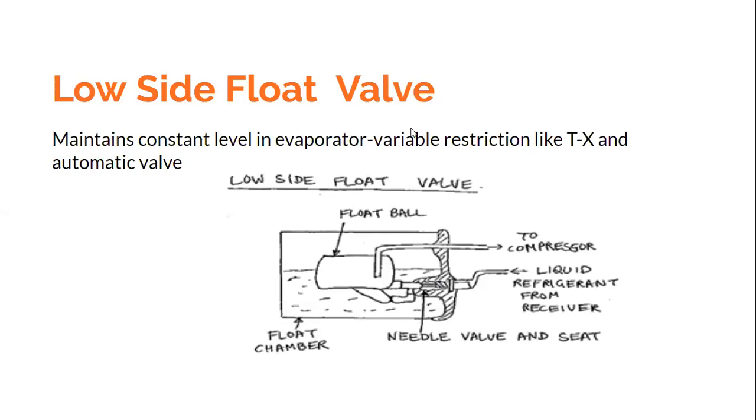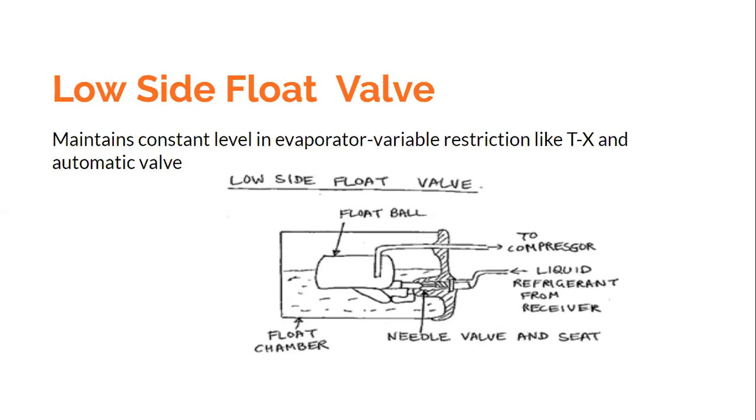If this float valve maintains constant level in the evaporator, it is called a low side float valve. Low side means the evaporator is the low side. And if it maintains a constant level in the condenser, it is called a high side float valve. So this completes my introduction to the expansion devices. To summarize, I had discussed 4 expansion devices. There are a few more expansion devices, but the widely used ones are discussed.